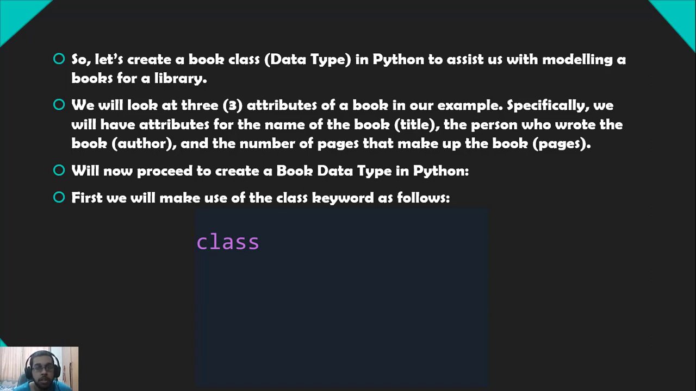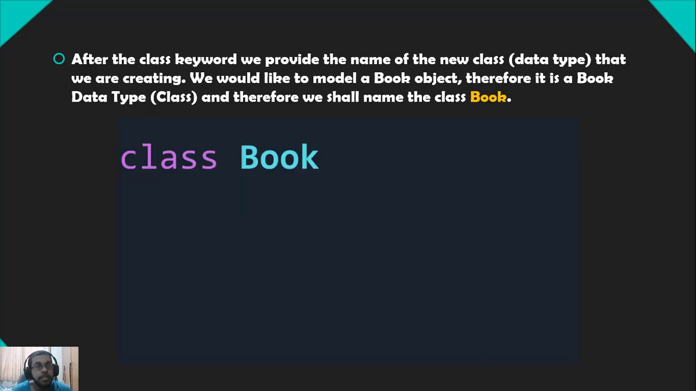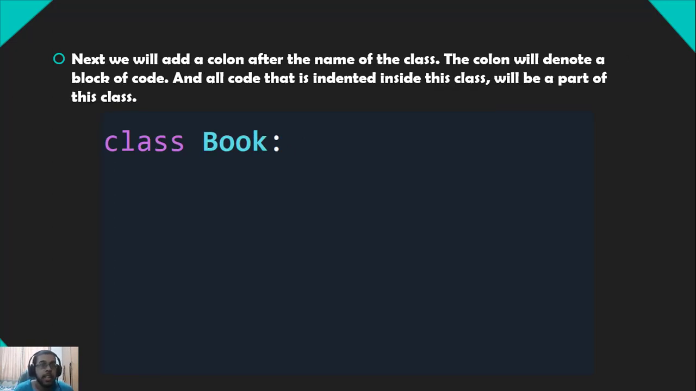First, we will make use of the class keyword as follows. Class. After the class keyword, we provide the name of the new class data type that we are creating. We would like to model a book object, therefore it is a book data type class, and we shall name the class Book. Next, we will add a colon after the name of the class. The colon will denote a block of code, and all code that is indented inside this class will be a part of this class.